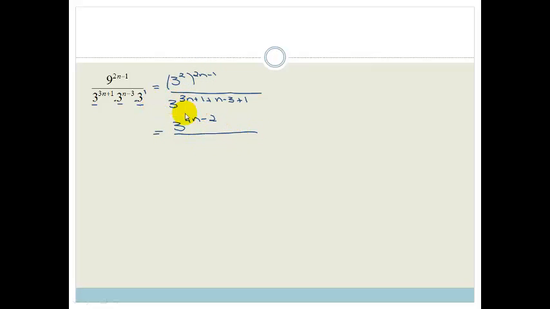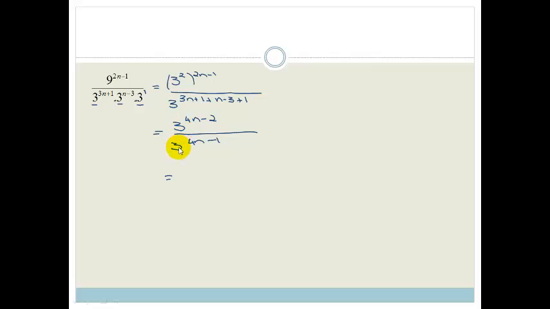Now let's add up these exponents. So we've got 3n plus n is also 4n. And plus 1 minus 3 is minus 2, but then we've got a plus 1 again, so it becomes minus 1. Now again, what's convenient is we've got a common base on both the top and the bottom.